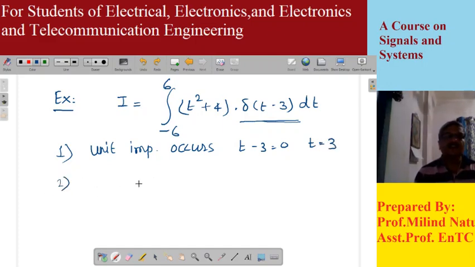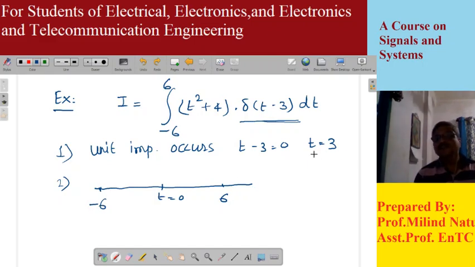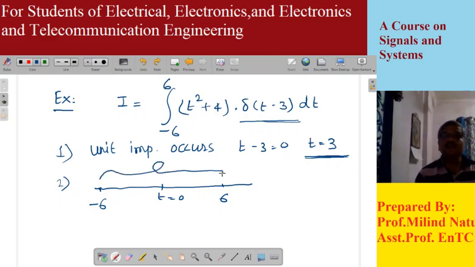The second step is that I need to plot the time axis. The limits of integration are given up to t is equal to 6 on this side and t is equal to minus 6 on the negative side. I have to check whether this t is equal to 3 exists in the given span of time. If it exists, then and only then integration is possible; otherwise the integration result is not possible. Here t is equal to 3 lies in between minus 6 and 6, and therefore this computation is possible.